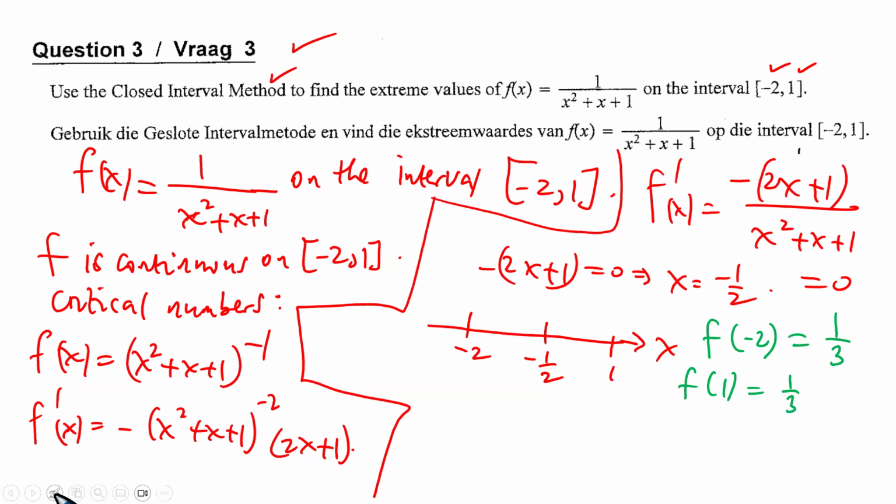Okay, let's do this a little bit in order. f of minus 1/2, and if you do the minus 1/2 here, you would have 4/3. And f of 1 is 1/3. All right, so in the end, you have these particular values. And if you have these particular values, you are able to make an observation.